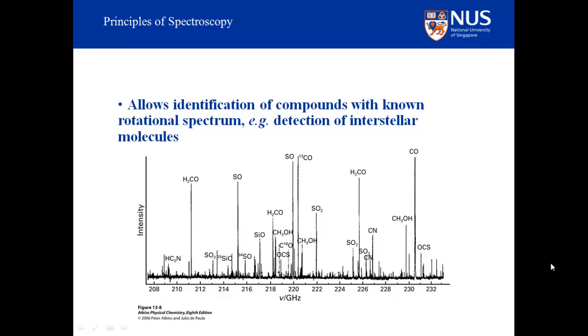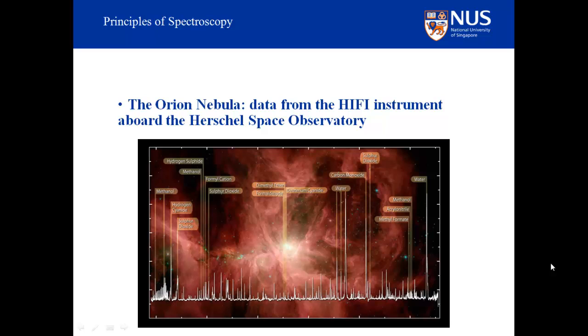So look at the different molecules that we've got here. We've got some formaldehyde, methanol, sulfur dioxide, carbonyl sulfide, carbon monoxide, sulfur monoxide, lots of different molecules. Here is a more recent picture. This is from an instrument aboard the Herschel Space Observatory, looking at the far reaches of space. At this time it was looking at the Orion Nebula. This is the very stuff out of which stars are made. Stars are being formed in this nebula.